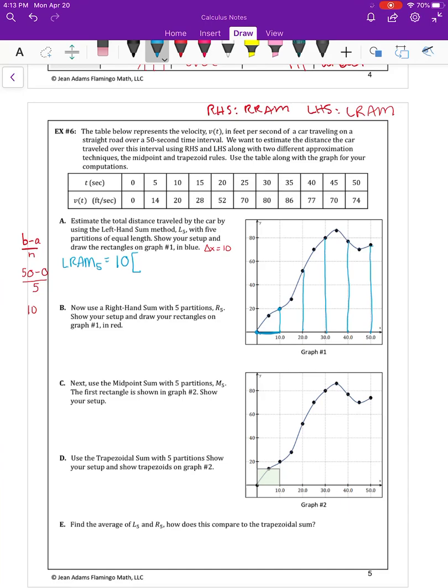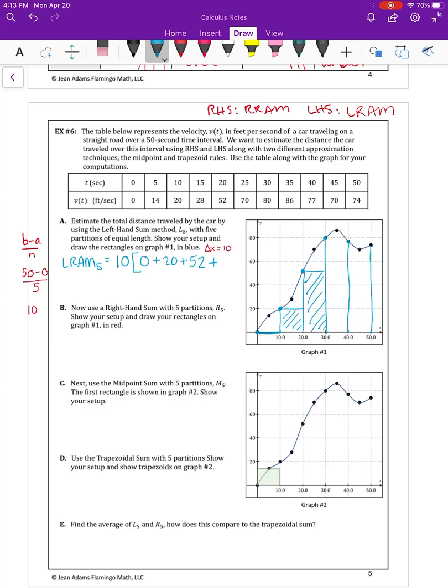So for the first one, if I'm doing my LRAM 5, they're all going to have a width of 10. So instead of doing 10 times this, plus 10 times this, plus 10 times this, I'm going to factor the 10 out, and I'm going to just add all of my height values. Now it's between this point and this point. This one is my LRAM. So I'm going to use that value at 10, and I see it's 20. So that's 10 times 20.